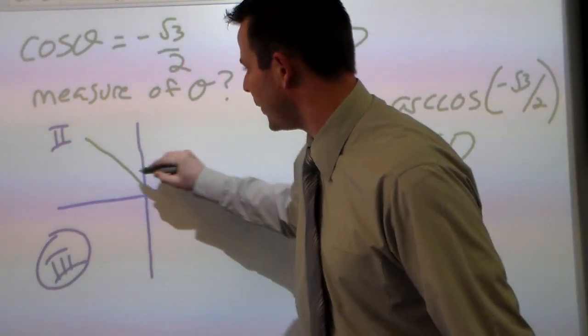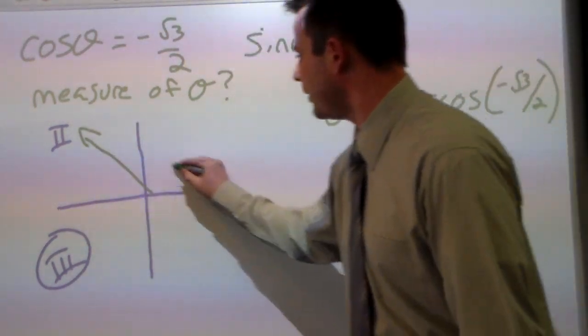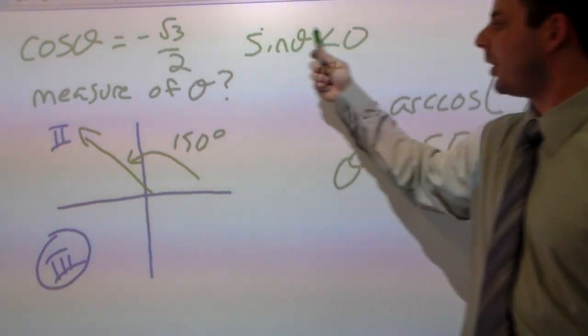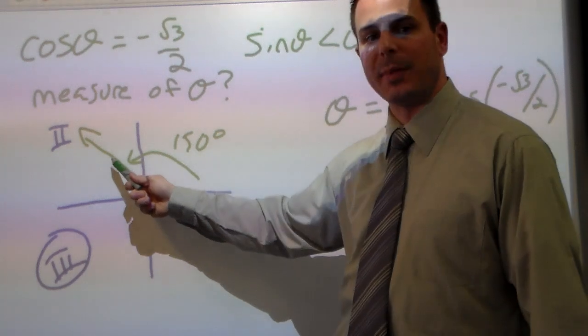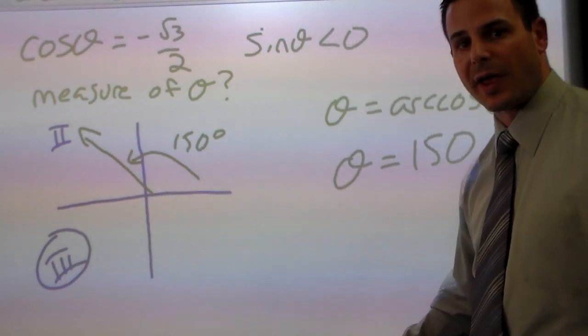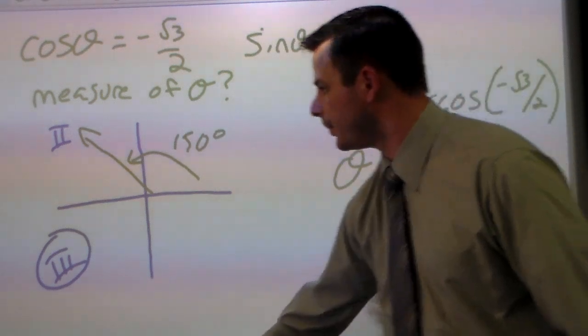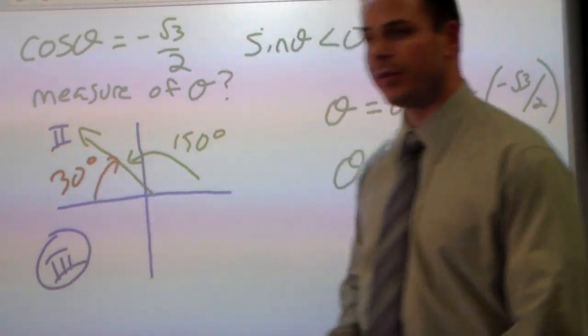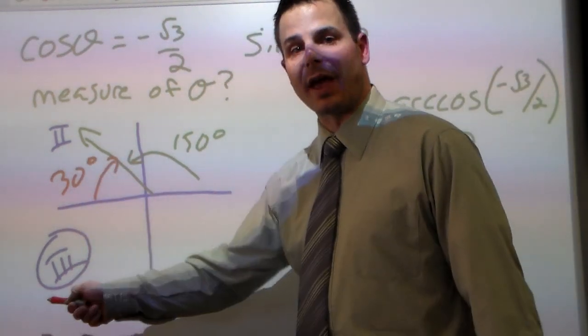So let's draw the angle that we got with our calculator. The angle we got was 150 degrees. But because sine's negative, this doesn't make much sense. We should be in the third quadrant. Let's find the reference angle and put it into the appropriate quadrant. Well, the reference angle would be 30 degrees. So that's what we're going to put down into the third quadrant.